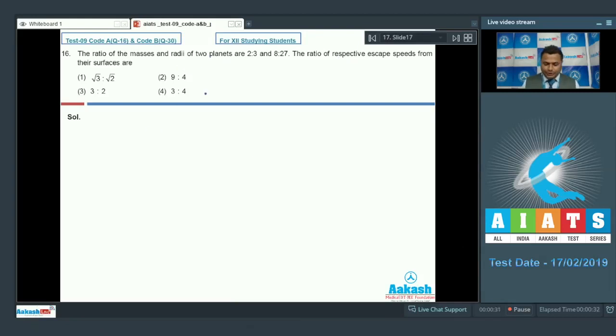Now, the question belongs to gravitation, and we know the expression for escape speed, that is under root 2GM divided by R, where M is the mass of the planet and capital R is the radius of the planet. Now, there are two planets, their masses ratio and their radii ratio are given, so we can write M1 is to M2 as 2:3 or 2/3, and R1 upon R2 is 8/27.